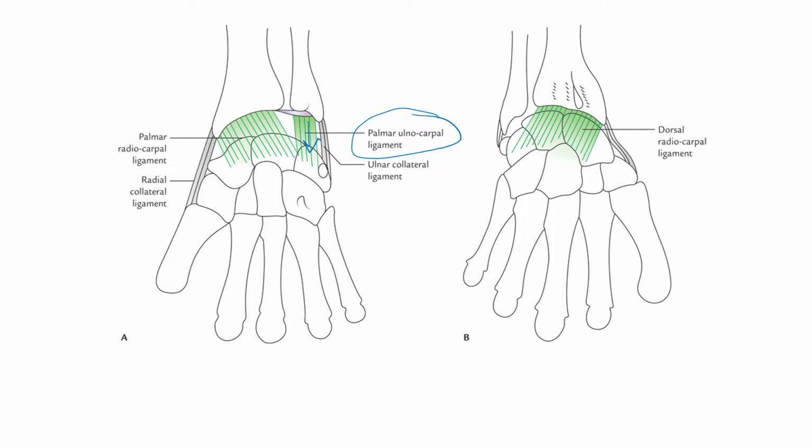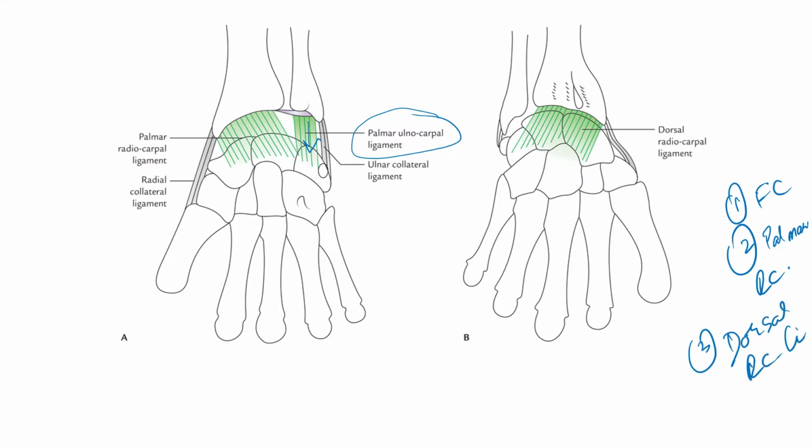So till now we have come across the four ligaments. One is the fibrous capsule. The second is the radiocarpal ligaments, the palmar radiocarpal ligament and the dorsal radiocarpal ligaments. And the smallest ligament which we can see here is the ulnocarpal ligament, which is present along its palmar side.